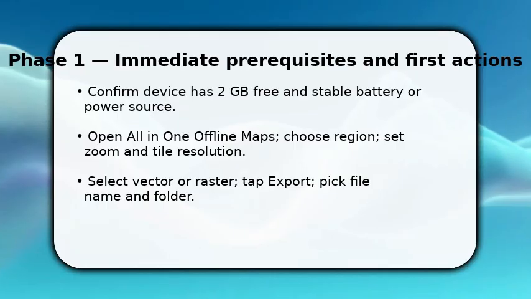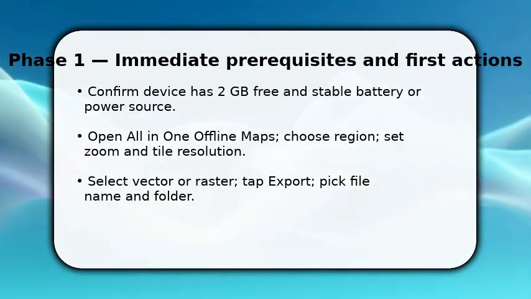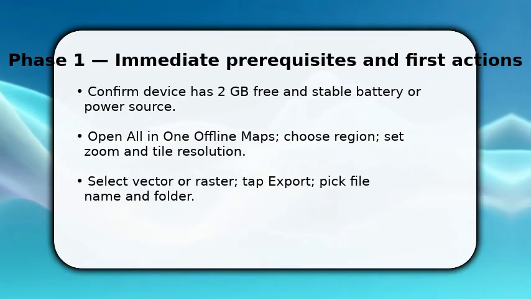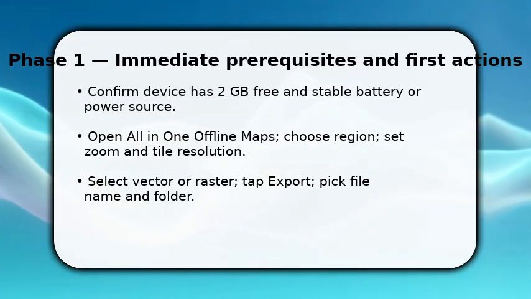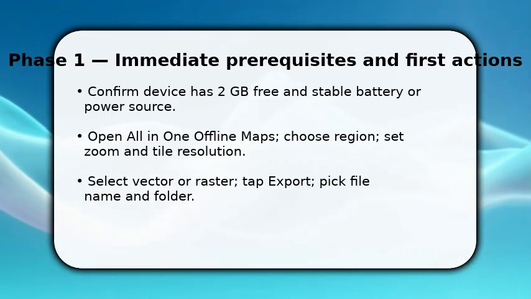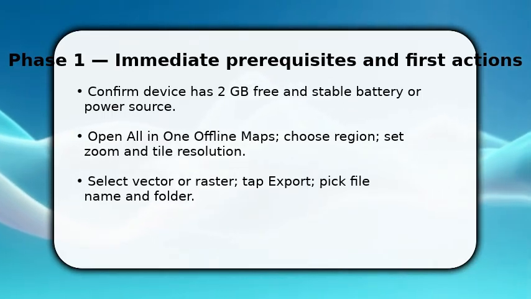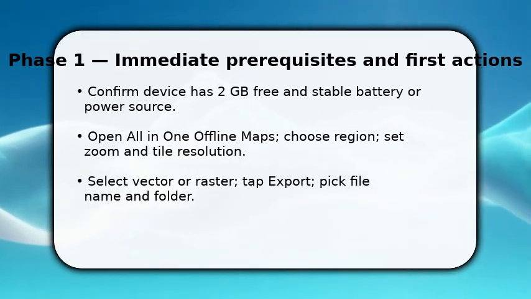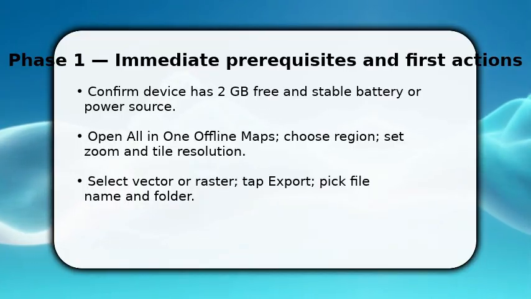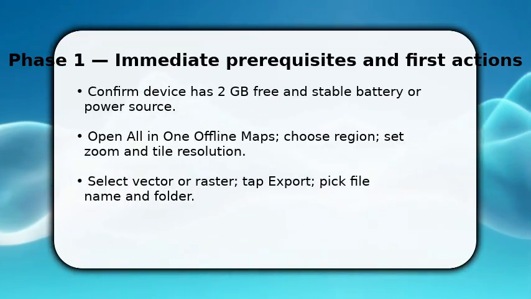You begin by preparing the essentials: free storage and adequate battery. This prevents mid-export failures. Open all-in-one offline maps, pick the exact region and set zoom levels based on your need. Higher zoom gives more detail but larger files. Choose vector for smaller size, raster for full imagery, then tap Export, select a clear file name and destination folder.